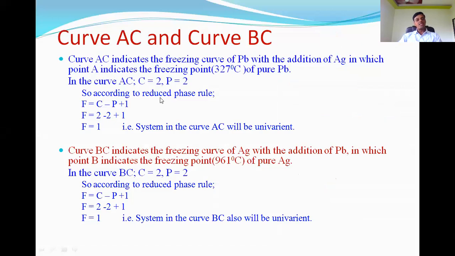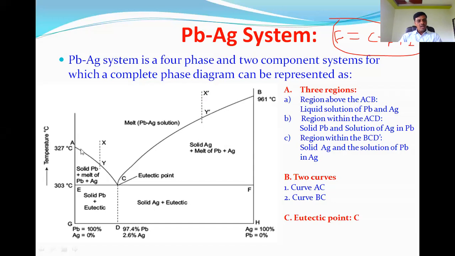Now, curve AC indicates, if you look at this figure, along this curve AC, below this curve, solid lead is present. Above this curve, a solution of lead and silver is present. That means the curve AC represents what? The freezing point of solid lead. Freezing point of lead, or we can say the melting point of lead also.